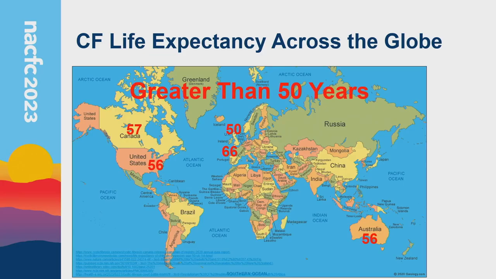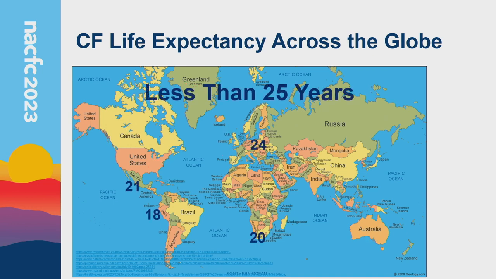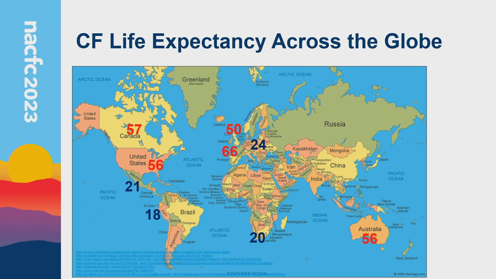So now let's examine the life expectancy across the globe. You can distinguish there is a two-tier system. You have countries which have life expectancy greater than 50 years: US, Canada, Australia, Western Europe, and this is an underestimation. Then you have a group of countries where the life expectancy is less than 25 years: Central America, South Africa, and Eastern Europe. And we don't have the data about Middle East and Pakistan and Northern Africa. So if you put them together, they're close by.